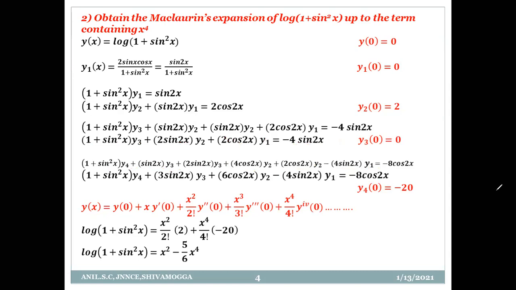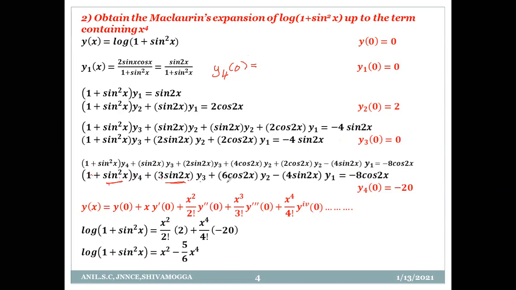Now put x is equal to 0. When x is equal to 0, this will be sin² 0. Sin² 0 is 0. 0 plus 1 is 1. 1 into y4, and y4 means y4 of 0. This will be sin 0, and sin 0 is 0. 0 into anything is 0.